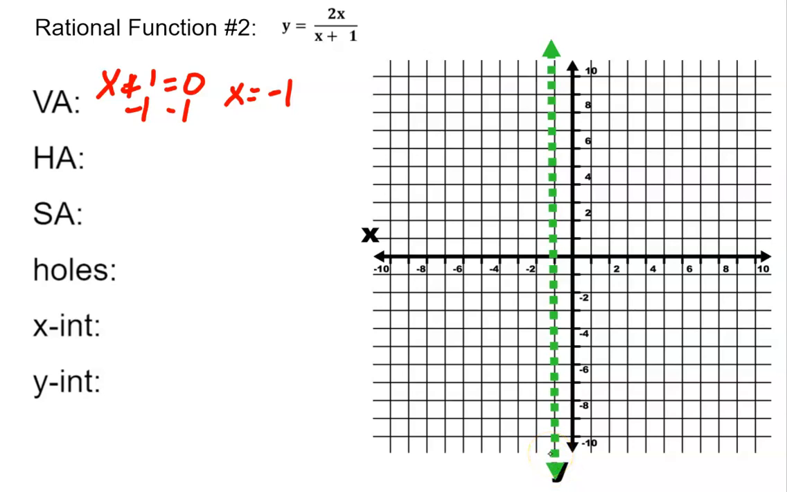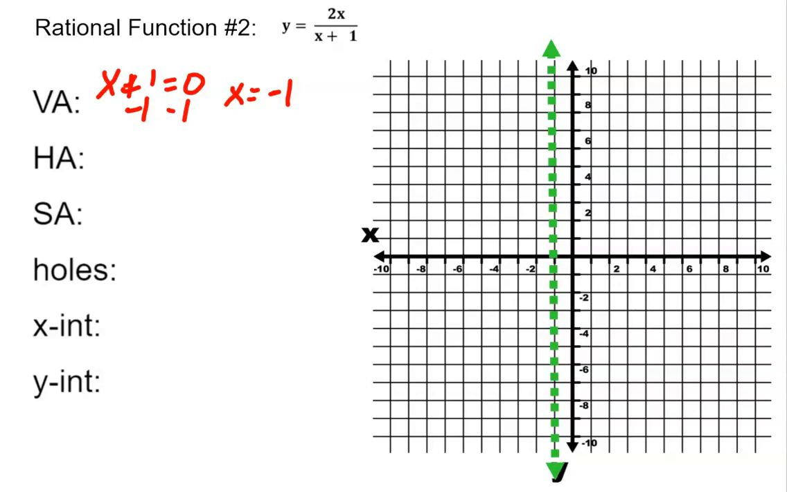Our next part is we're going to now find our horizontal asymptote. Now to determine if we have a horizontal asymptote, I'm going to take my numerator and my denominator and determine what degree they have. In the numerator, I have 2x, which means it's a linear function. And all linear functions have a degree of 1. My denominator is x plus 1. That's also a linear function, so that has a degree of 1 as well.